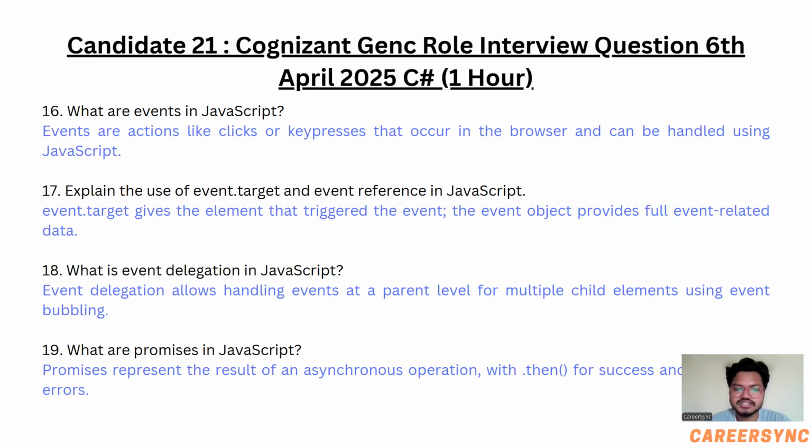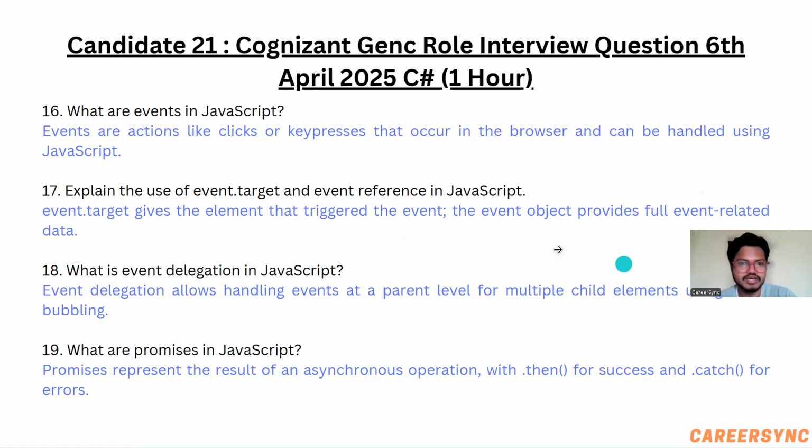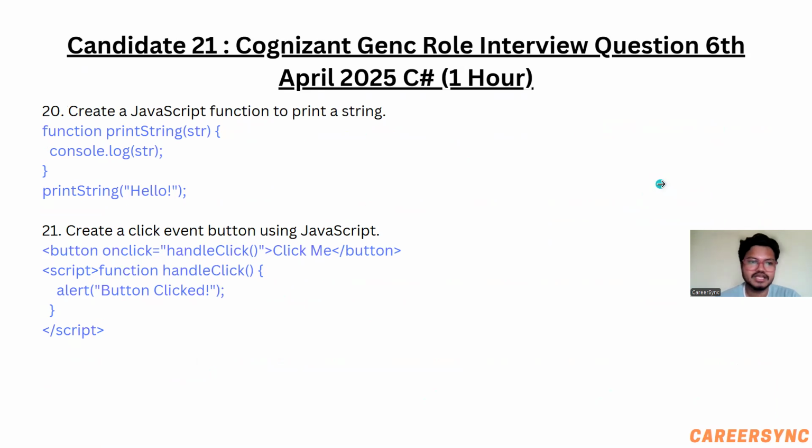What are promises in JavaScript? So basically, promises are a promise of code execution. A promise represents the result of an asynchronous operation, with .then for success and catch for errors. Now create a JavaScript function to print a string.